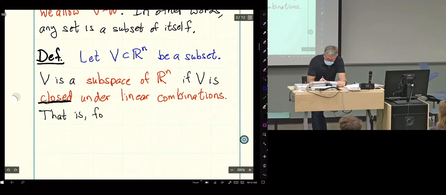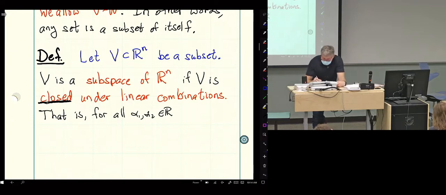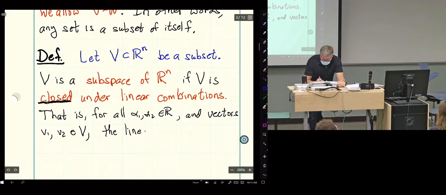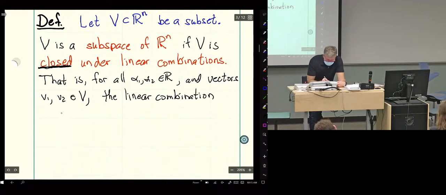That is, for all pairs of scalars alpha 1, alpha 2 in the reals, and vectors v1, v2, an element of V, the linear combination alpha 1 times v1 plus alpha 2 times v2 is also an element of V.